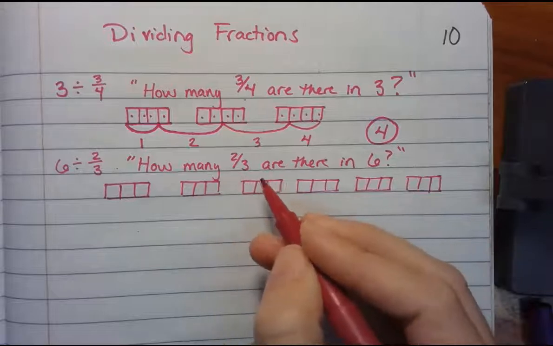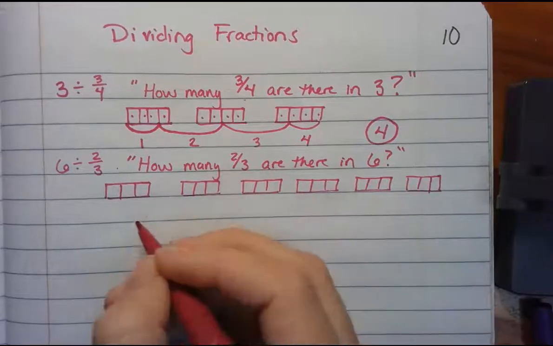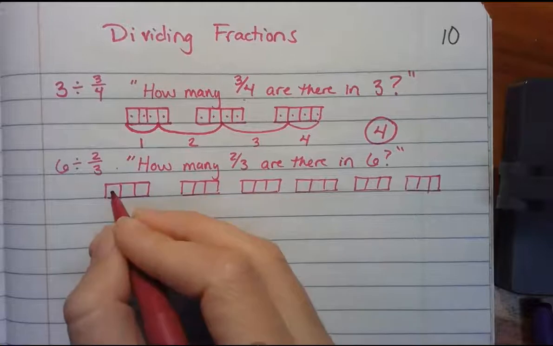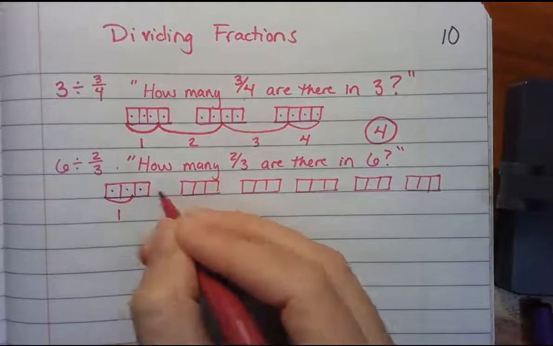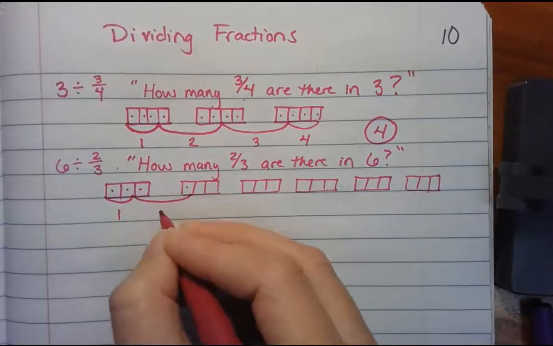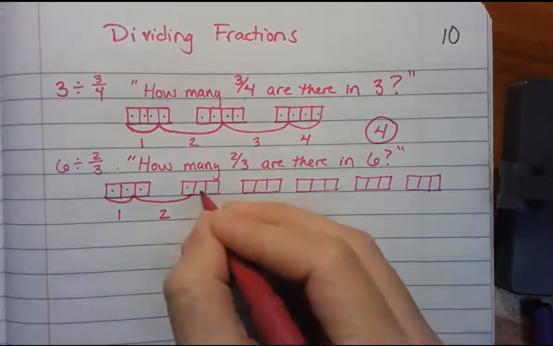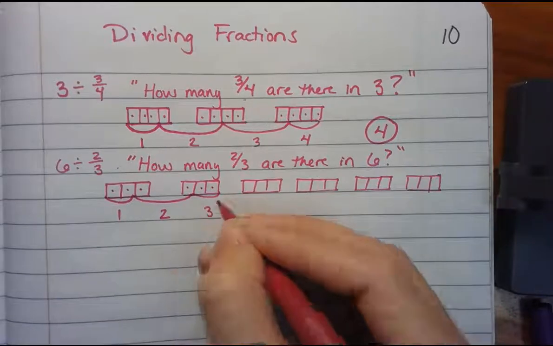And then I'm going to group them to see how many 2/3 are there actually in 6. So I'm just going to count groups of 2/3. There's a third, there's a third. That's 2/3. There's one group. There's a third, there's a third. That's another group of 2/3. Here's 2 more thirds. So there's 3.